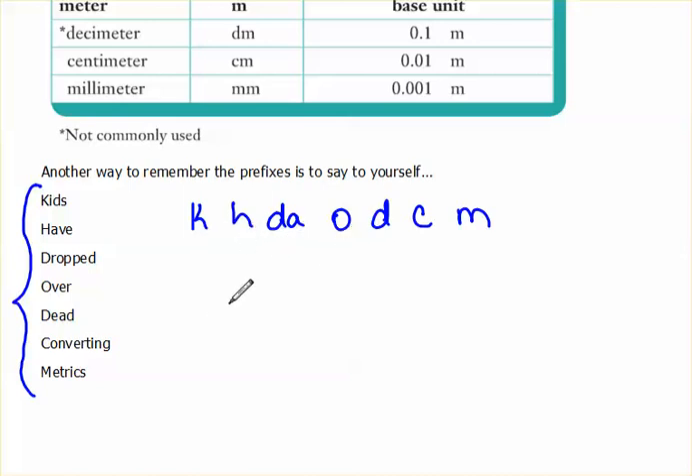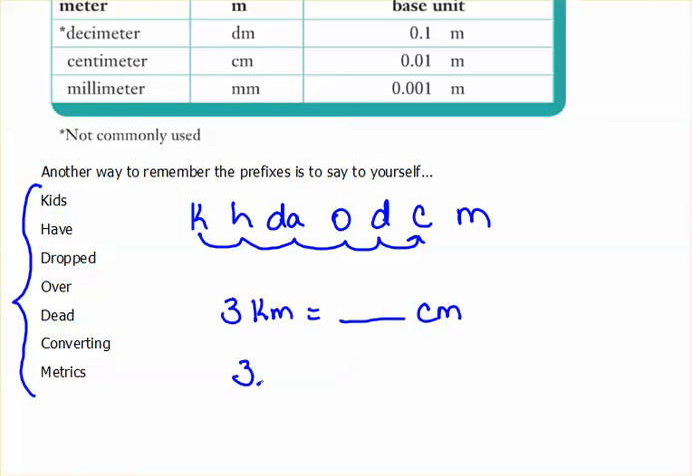For instance, if I wanted to say 3 kilometers equals how many centimeters, well, we could just look at my prefixes here, and I would have to go from kilo 1, 2, 3, 4, 5 decimal places. So I would have to take the 3 and move the decimal place 1, 2, 3, 4, 5, and fill the rest in with zeros.